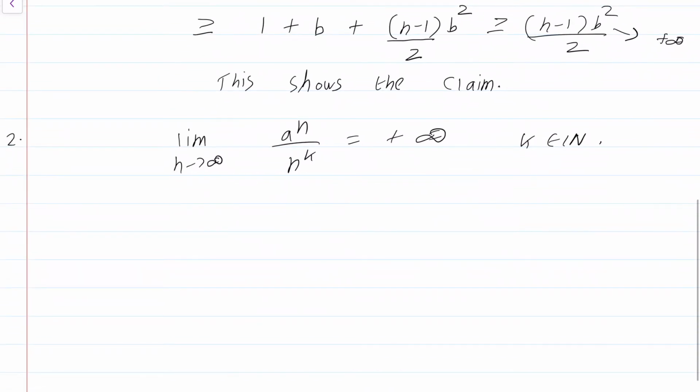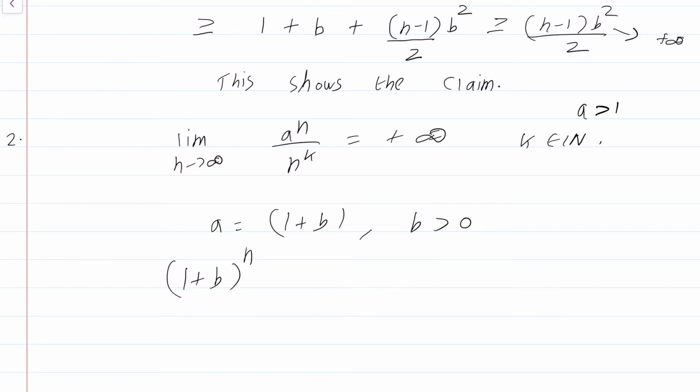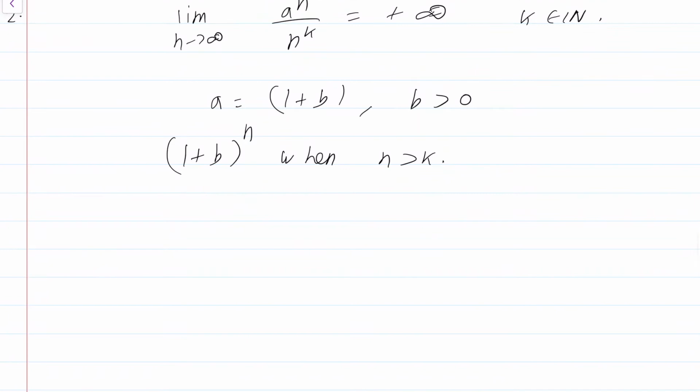Now, how do I show this? Well, this is slightly trickier, but it's exactly the same idea. Again a is greater than 1, write a as 1 plus b where b is greater than 0, and look at (1 plus b)^n when n is greater than k. Now, how will the binomial expansion look like?